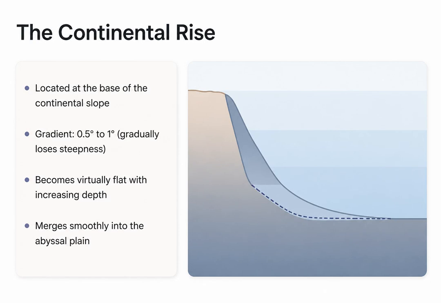As we reach the bottom of this steep continental slope, the angle begins to level out. This transitional zone is called the continental rise. It has a very gentle gradient, usually between 0.5 degree and 1 degree.